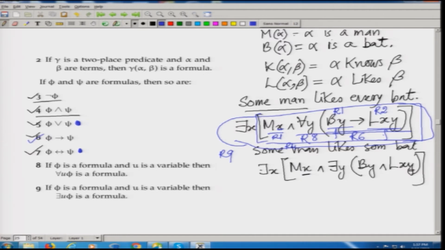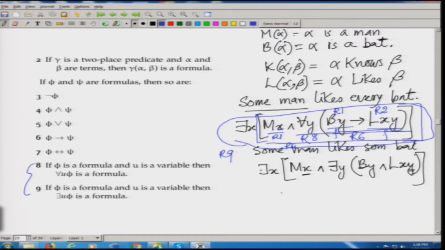Remember that there is a kind of hierarchy, not that every rule can be used everywhere. For example, if I do not construct a formula, then I cannot construct some x of that formula, because a non-formula will not combine. So, first I have to use rule number 1 or 2. These are basic rules. After using 1 or 2, I can directly use 8 or 9.